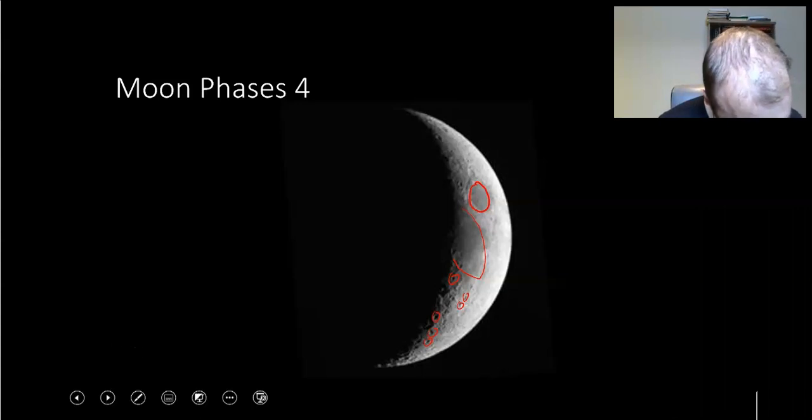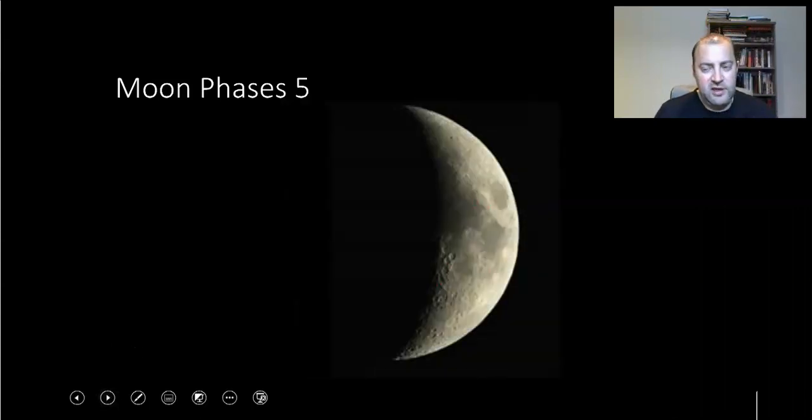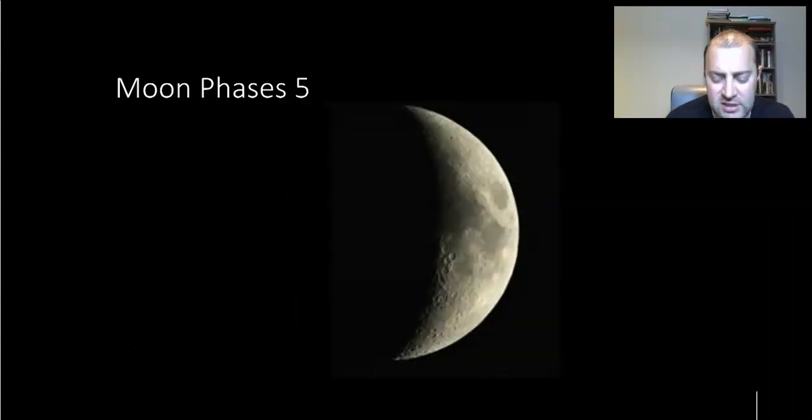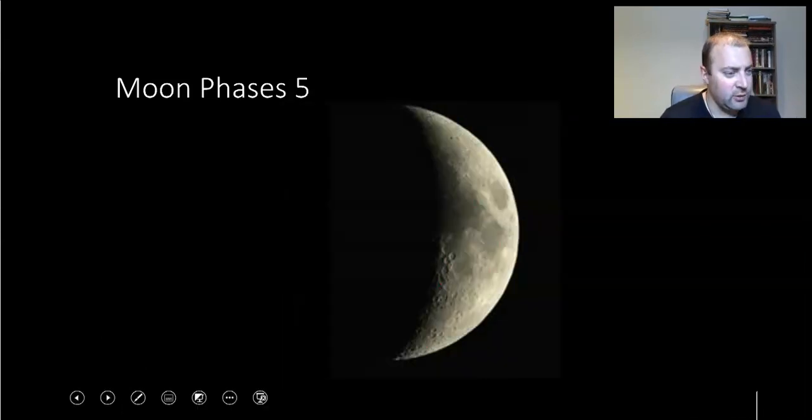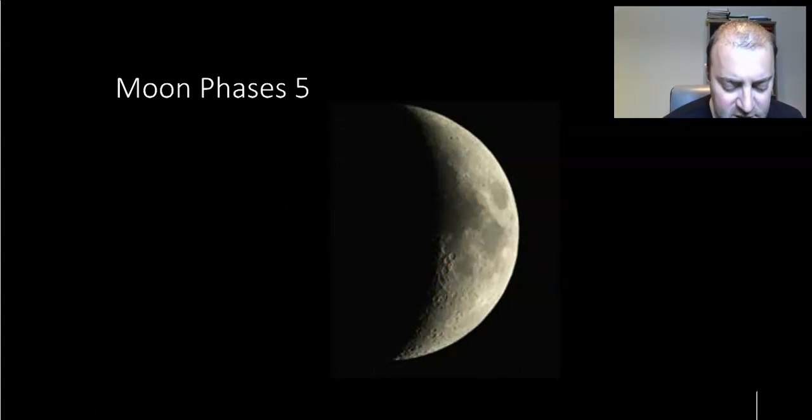Okay, so next one. Now, this is kind of interesting because it looks like the whole thing has changed color. And there's a question about why that might be the case. So I'll go back real quick and we can see it's kind of whitish gray here. We go here, we definitely have a yellowish tint to it. Now, it's a little hard to say why that might be the case, so we'll just note that for now.